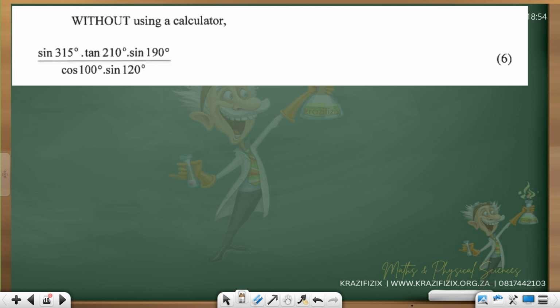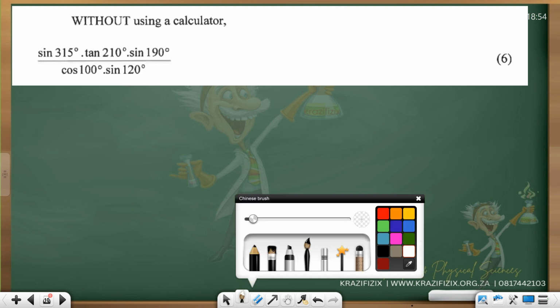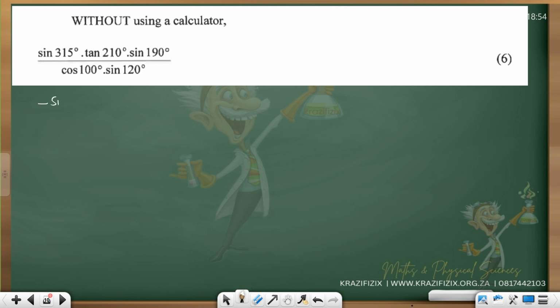All right, if we change, what is sine 315? Sine 315 is in the fourth quadrant, that's negative sine 45. Tan 210 is in the third quadrant, that is tan 30. You know how we got all of those things. Sine 190 is in the third quadrant, that is negative sine 10 over, what is cos 100? Second quadrant, that would be cos 80.